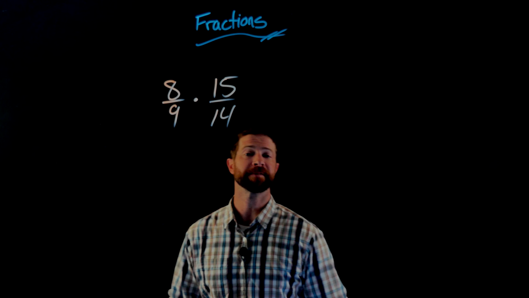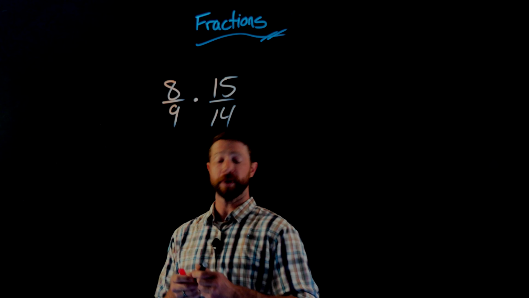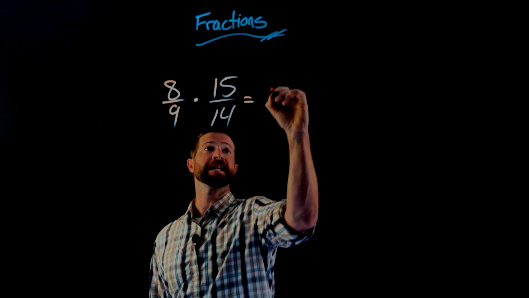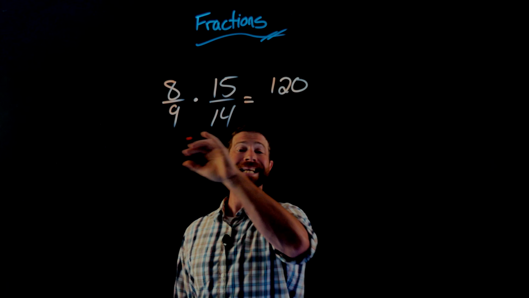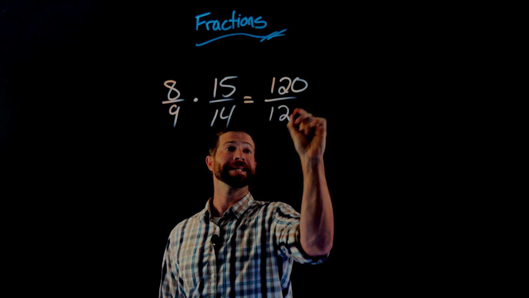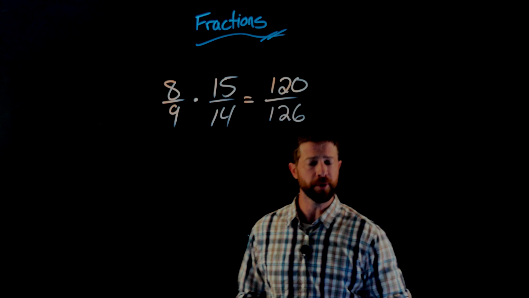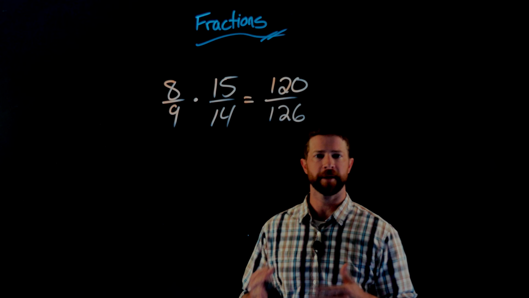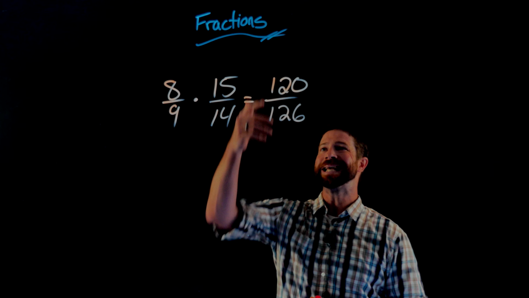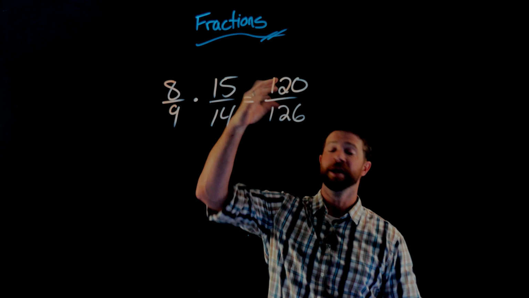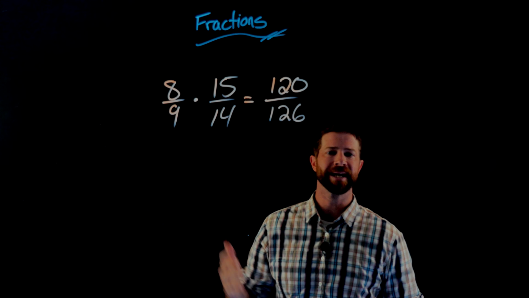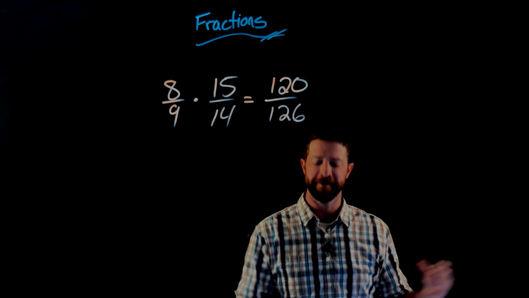So 8/9 times 15/14. If I multiply straight across, 8 times 15 is 120. 9 times 14 is 126. That's the multiplication. I always want to reduce. I reduce fractions by going backwards with the fundamental principle of fractions, meaning I can cancel any common factors. In other words, I can divide these both by the same number. It's the same as pulling off a factor.